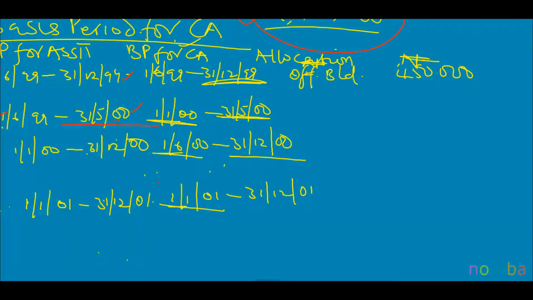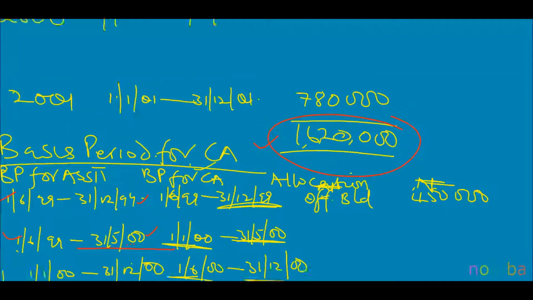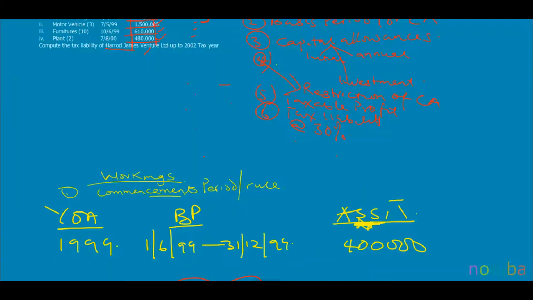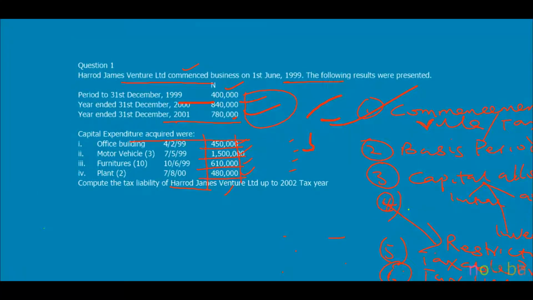Now the next asset, we quickly go for the next asset and find out when it's fitting here. What's the next asset now? The next asset is motor vehicle. What you are seeing in bracket means there are three of them.